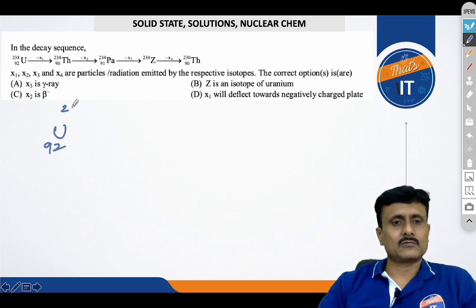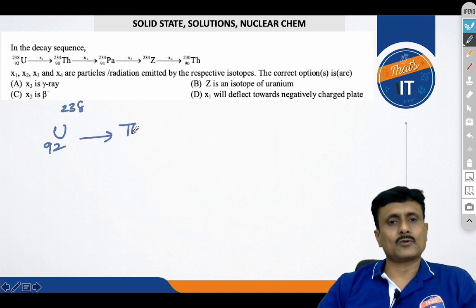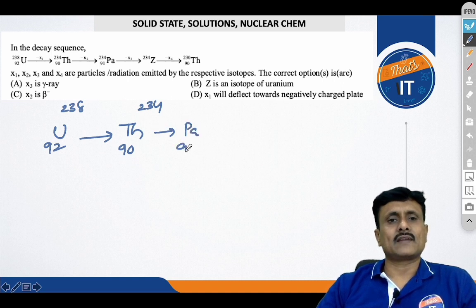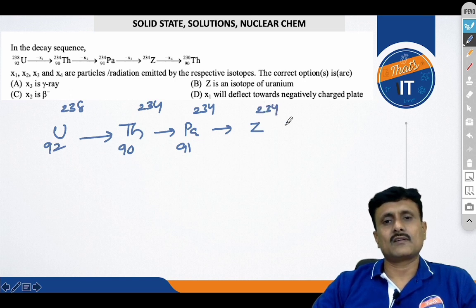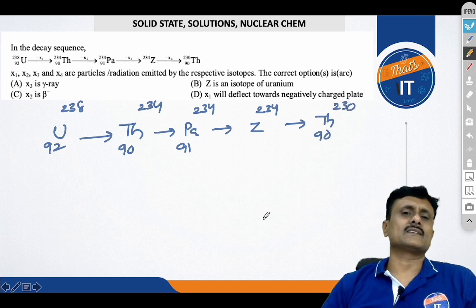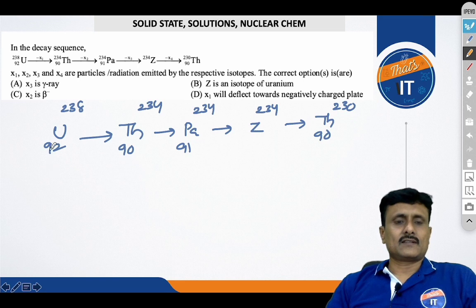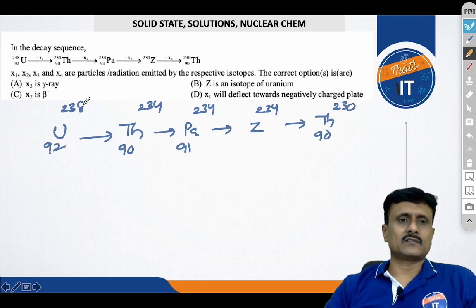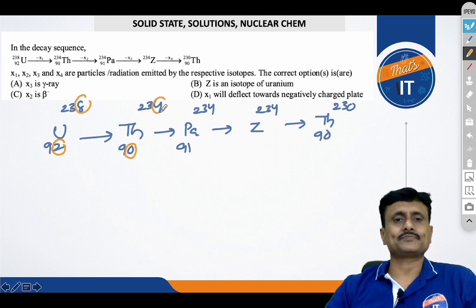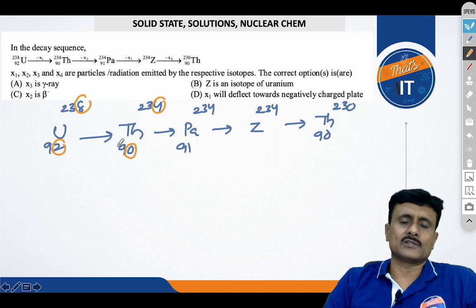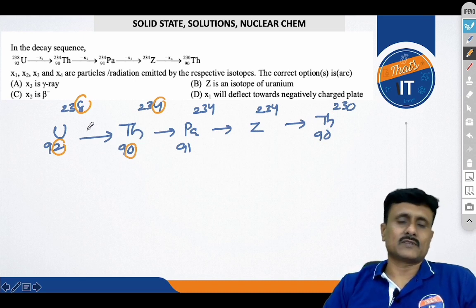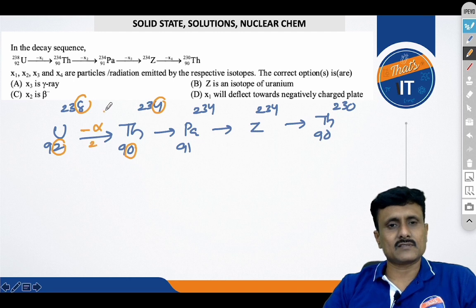You can see that 238 changes into thorium 90 234, then 91 234, then 234, then 90 230, isn't it? Now you have to write the changes, right? As you can see, in the first process the difference is in the atomic number as well as the mass number. You know that a beta particle contributes only to the atomic number but not the mass number. So here both are changing, which means it is an alpha particle that is emitted in this process.